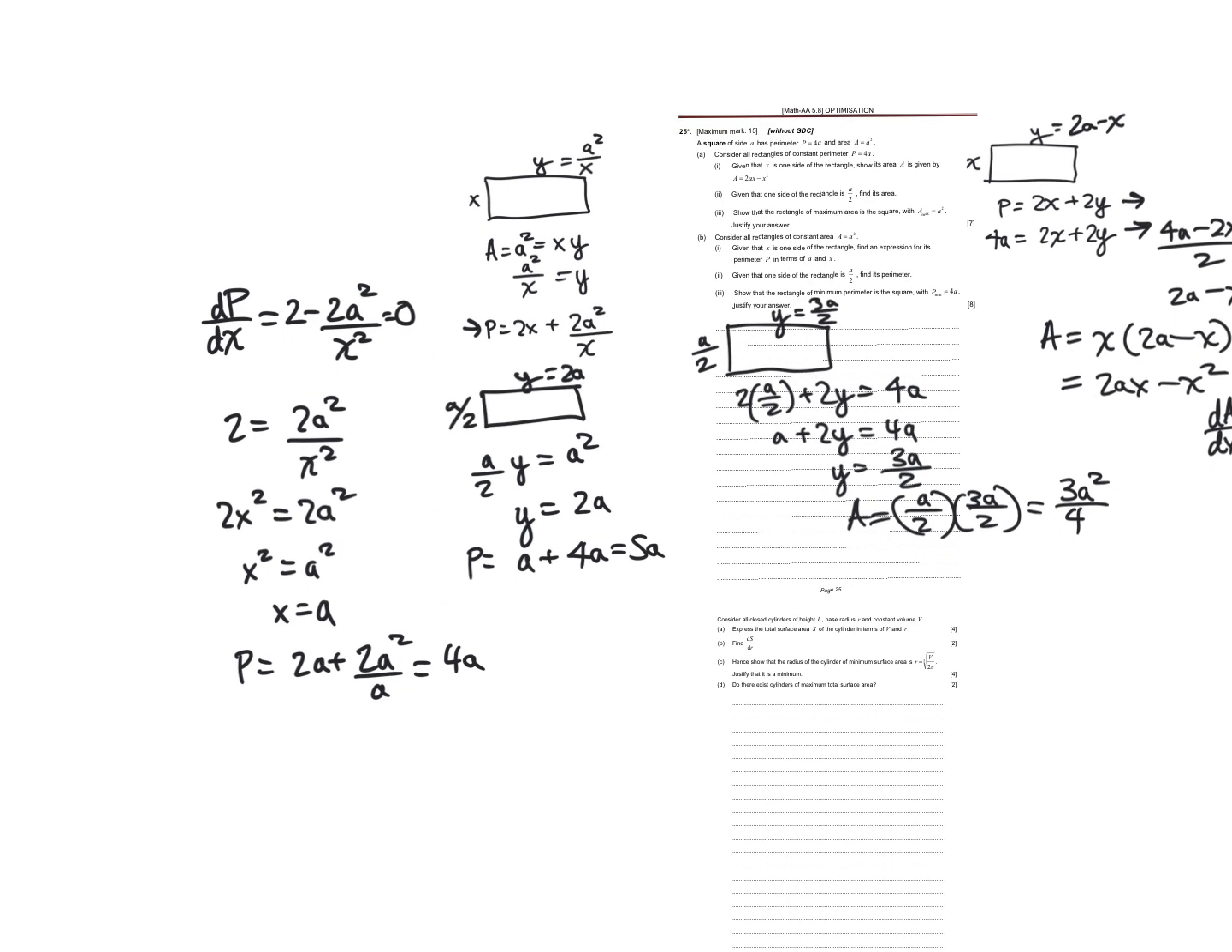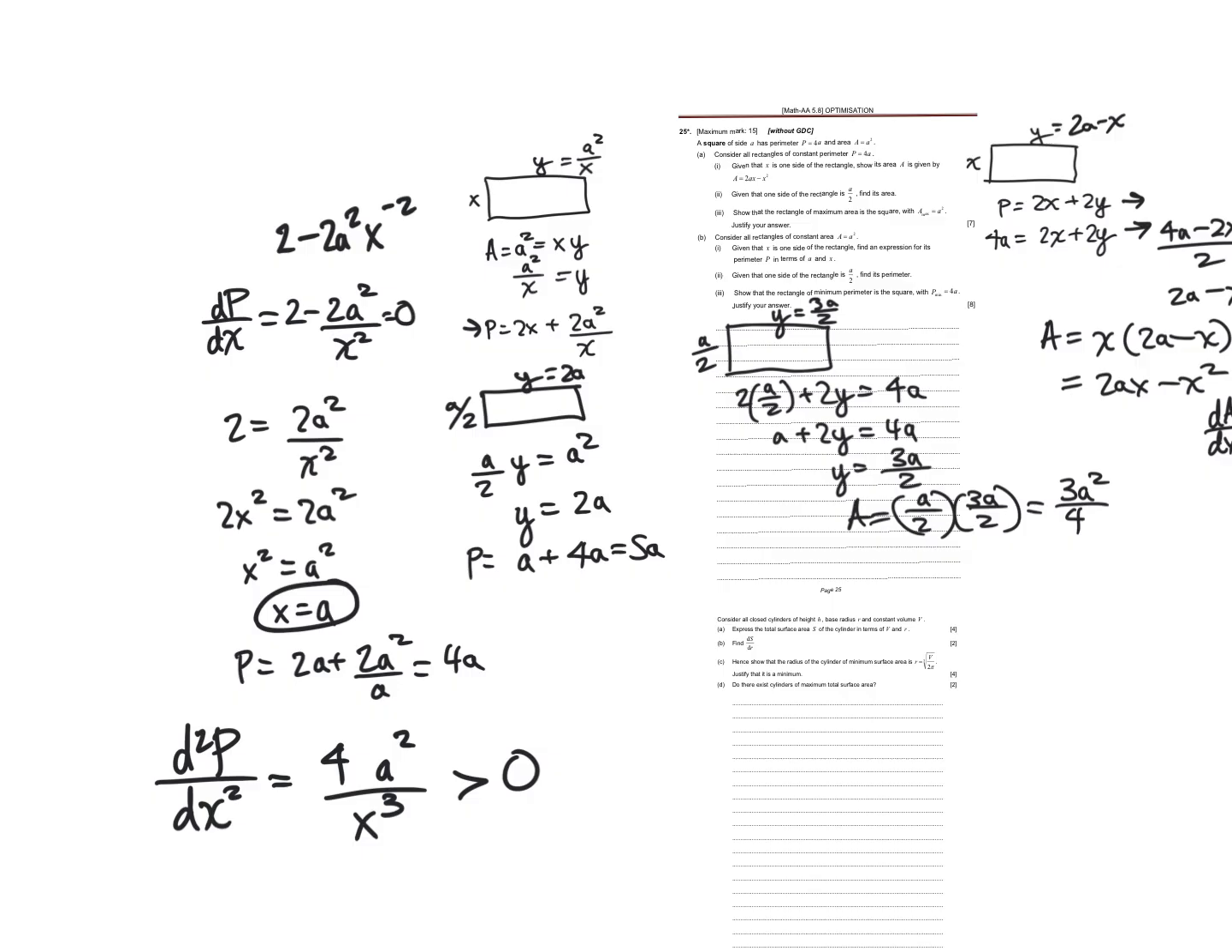And then we would need the second derivative to justify. So that's going to be, because this would be 2 minus 2a squared x to the negative 2, the 2 goes away, so we're going to have 4a squared x to the negative 3. And when we substitute in x equals a, it's going to be greater than 0. Okay? So that's concave up. There's a min at x equals a.